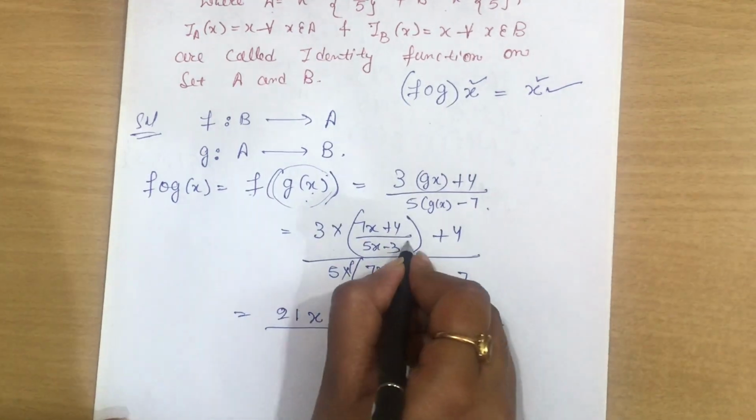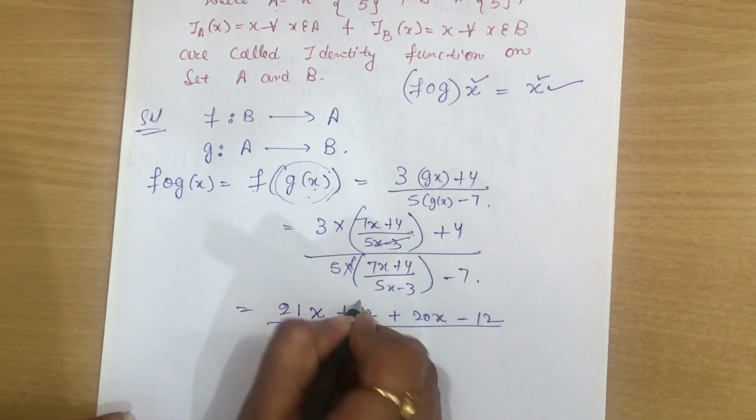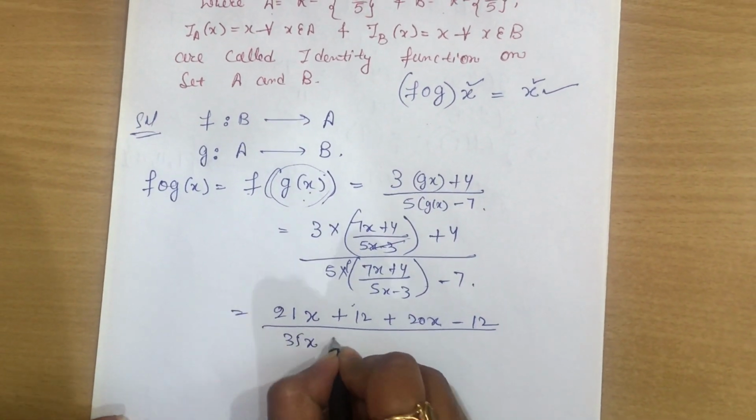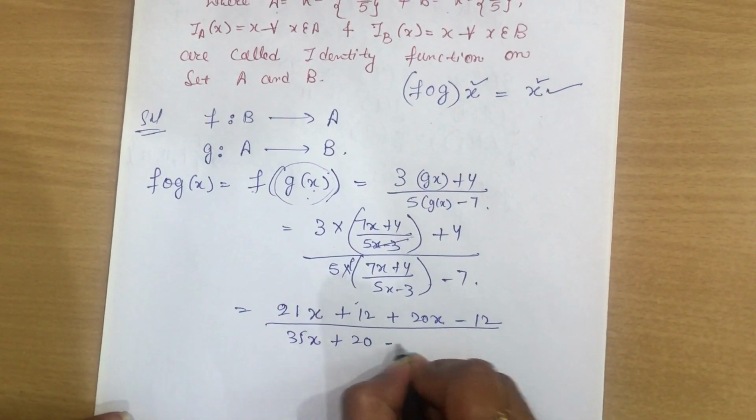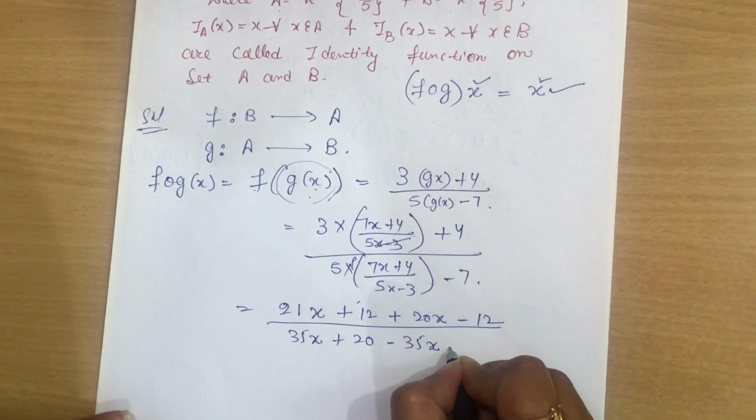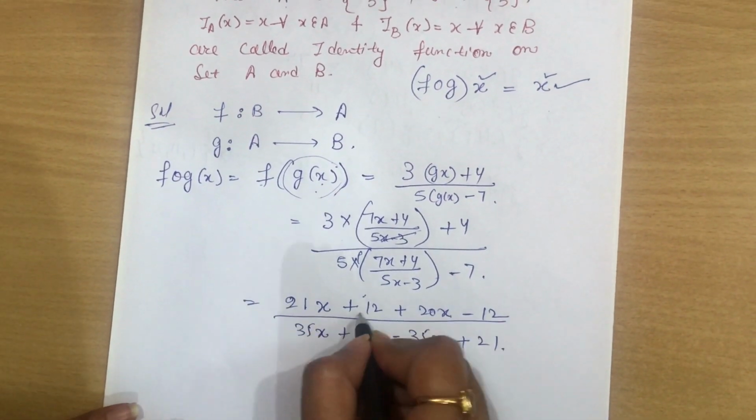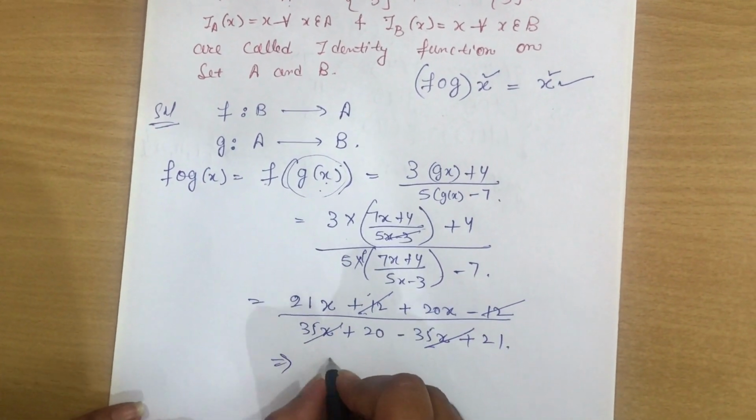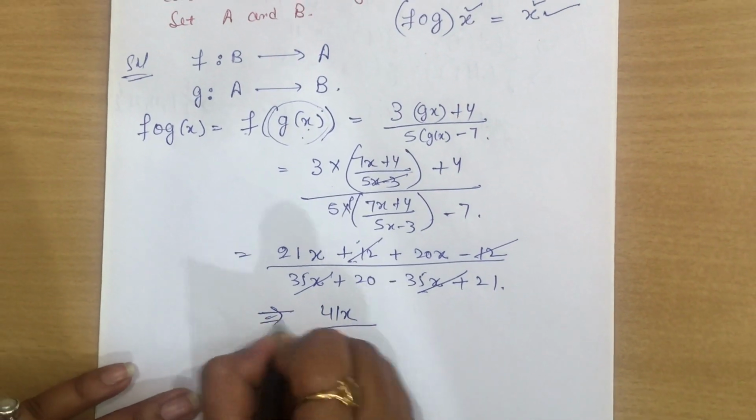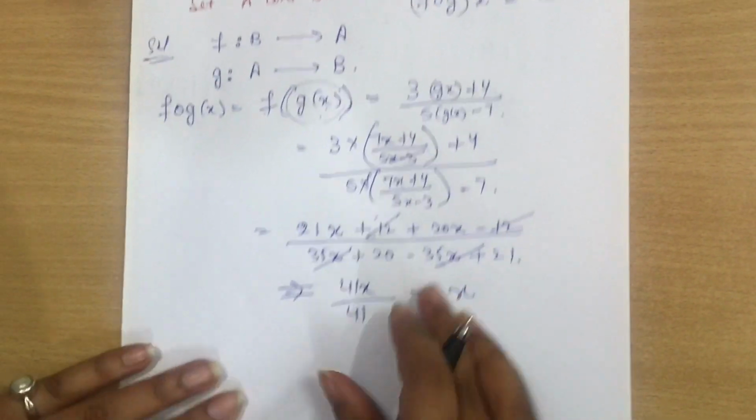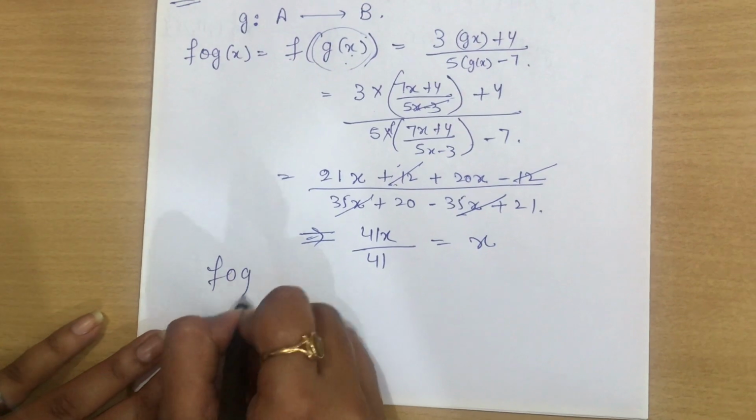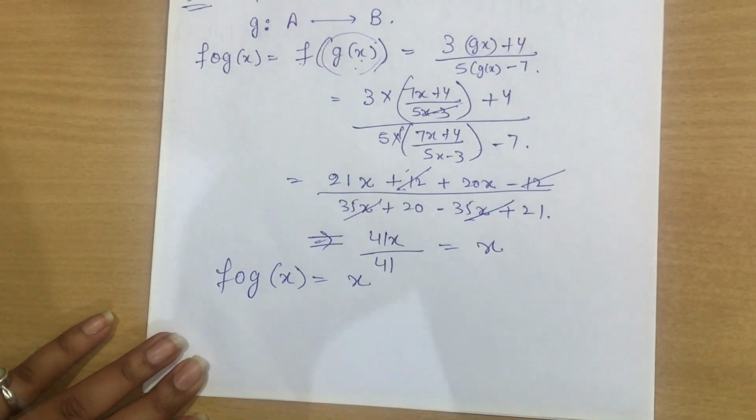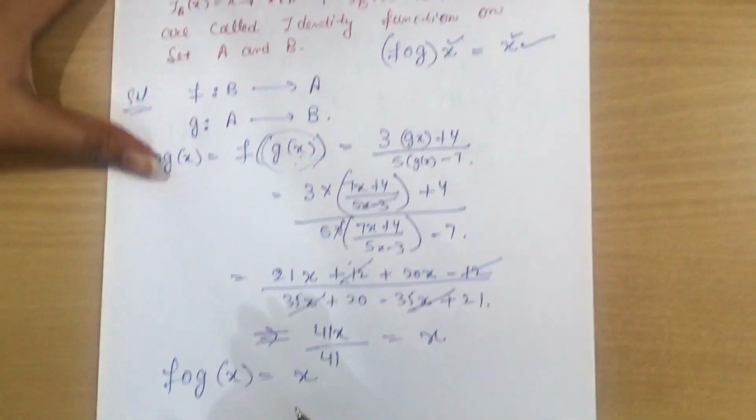Okay, so when you take the LCM, the denominator will cancel from below, so I am writing only the numerator values. And this is 35x minus 20 and this is 35 minus this, and this is 21. Okay, so there is a plus minus cut, there is a plus minus cut. So what will you have? You have 41x upon 41. So students, clearly what did you do in your composite function? The element you took, you got the same element back. So clearly this is an identity function.